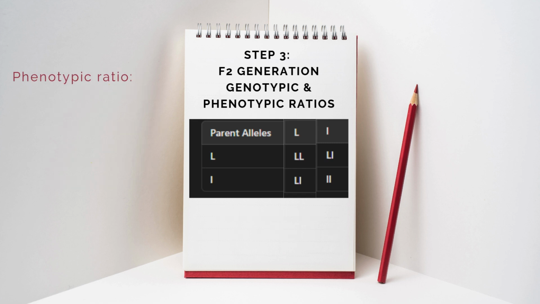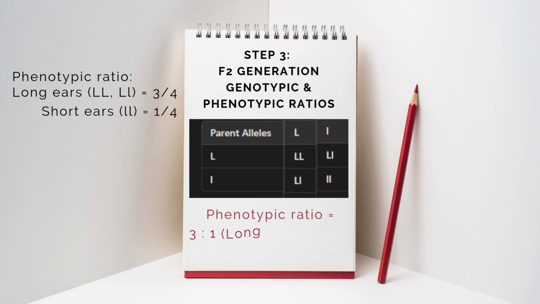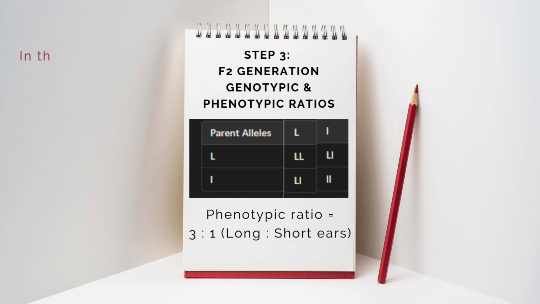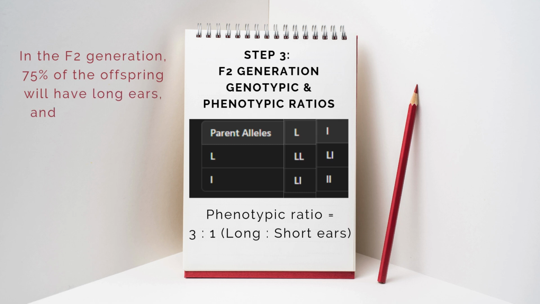Now let's see the phenotypic ratios. Long ears would be 3 out of 4 and short ears would be 1 out of 4. That means our phenotypic ratio is 3 is to 1. In the F2 generation, 75% of the offspring will have long ears and 25% will have short ears.